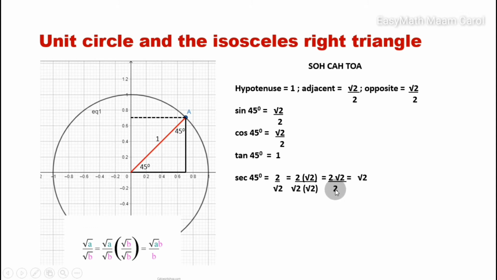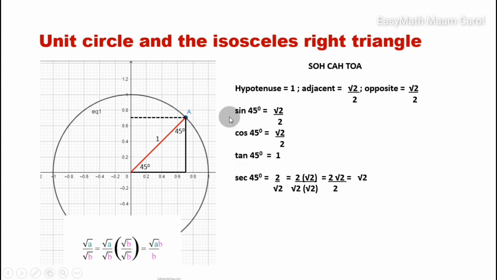So these two whole numbers were canceled out. That's why the only thing that is left is the square root of 2. Therefore, when you are asked what is the secant of 45 degrees, the final answer or your answer should be square root of 2. So don't say this anymore. This is the answer.